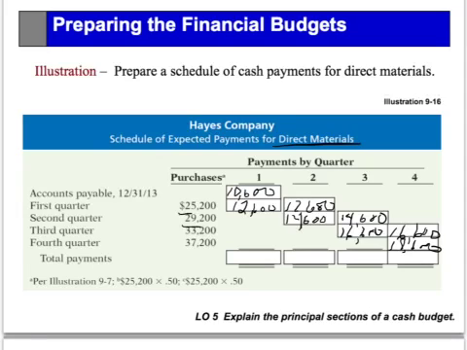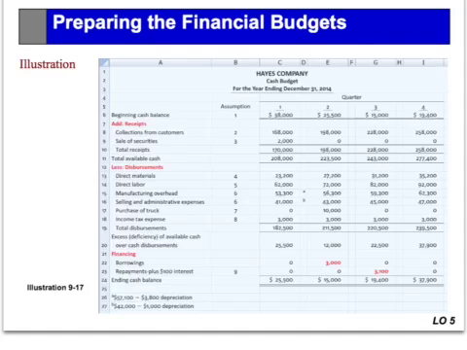So I total up my cash going out for the quarter: $23,200, $27,200, $31,200, and $35,200. So my cash, when I do everything, my cash budget would look like this.